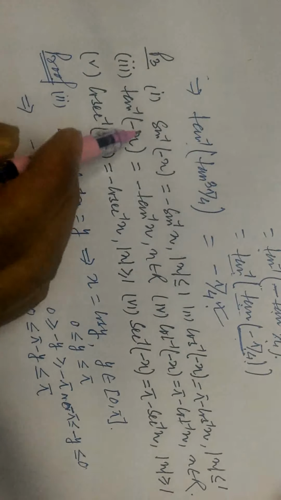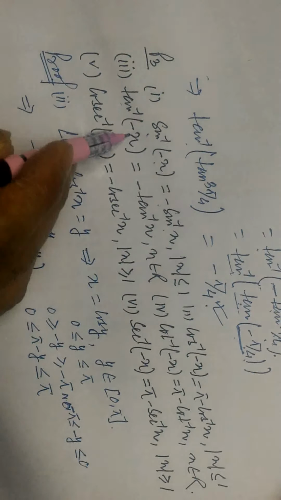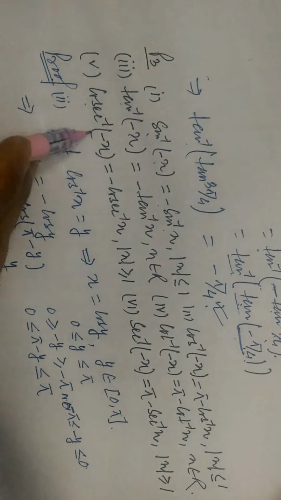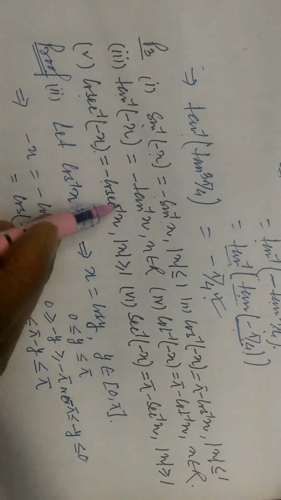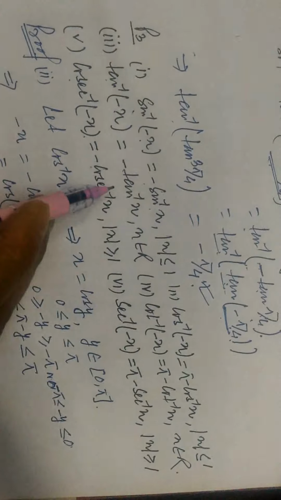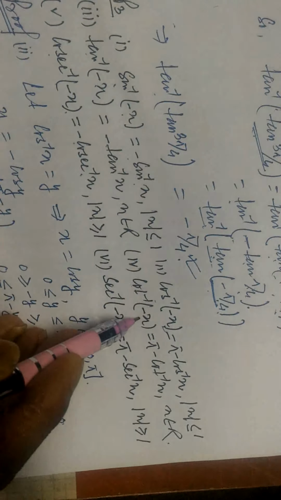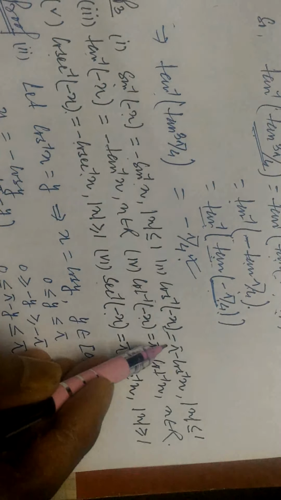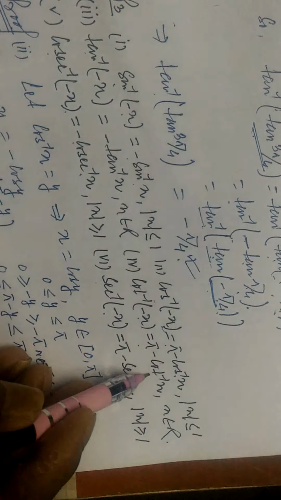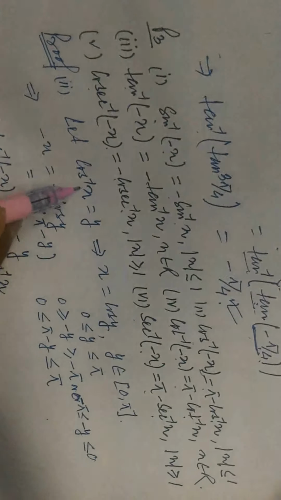Now let us see the third property. Third property is what? Sine inverse of minus x is minus sine inverse x, tan inverse of minus x is minus tan inverse x, and cosec inverse of minus x is minus cosec inverse x. These are the same, we have learned them in trigonometry in class 11. But for cos inverse of minus x, cot inverse of minus x, and sec inverse of minus x, it is not minus cos inverse x, it is pi minus cos inverse x, pi minus cot inverse x, and pi minus sec inverse x. We will see one proof. Let us see this proof.